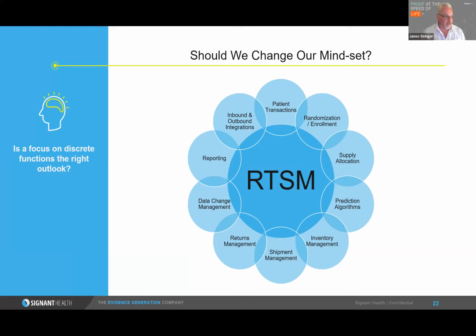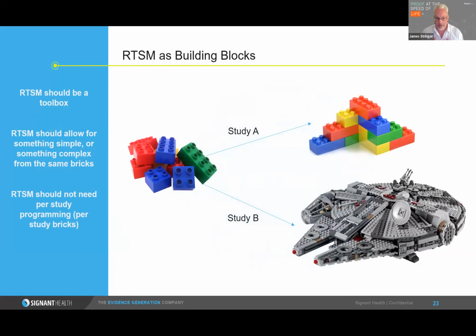The reason that I suggest that, if we go to the next slide, is that the way that I think about RTSM is as Lego, okay? RTSM should be a set of functionality that you can bend or break to build something as simple or as complicated as you need. Now, I might want to build the Millennium Falcon because I'm a Star Wars nerd and I absolutely want to build the Millennium Falcon all the time. But the needs of the study might mean that you can create something simple. But the key thing is that you should be building it out of the same blocks.